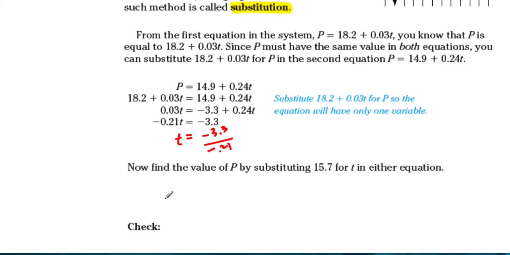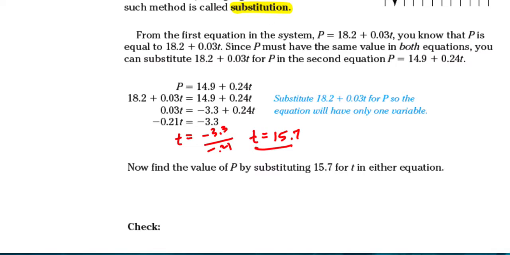If you use a calculator to find the value of T, T would be equal to 15.7. Now after finding T, we substitute it back into one of the equations. Now find the value of P by substituting 15.7 for T in either equation.